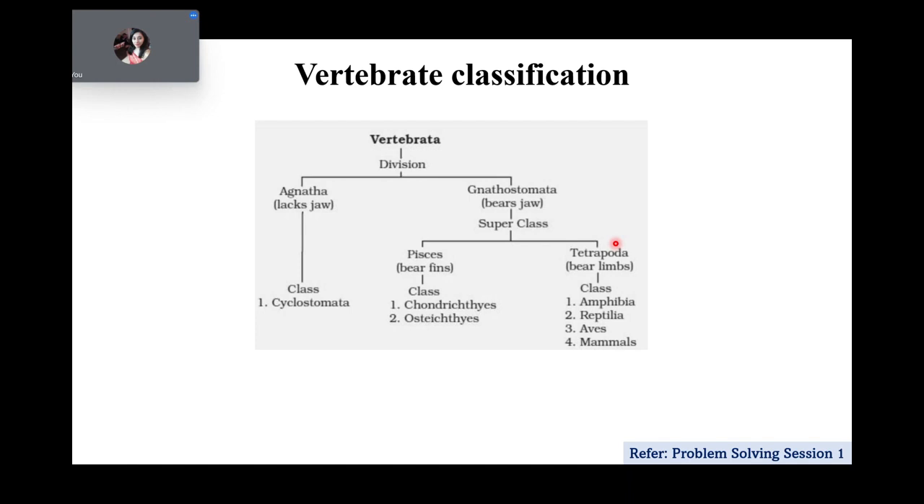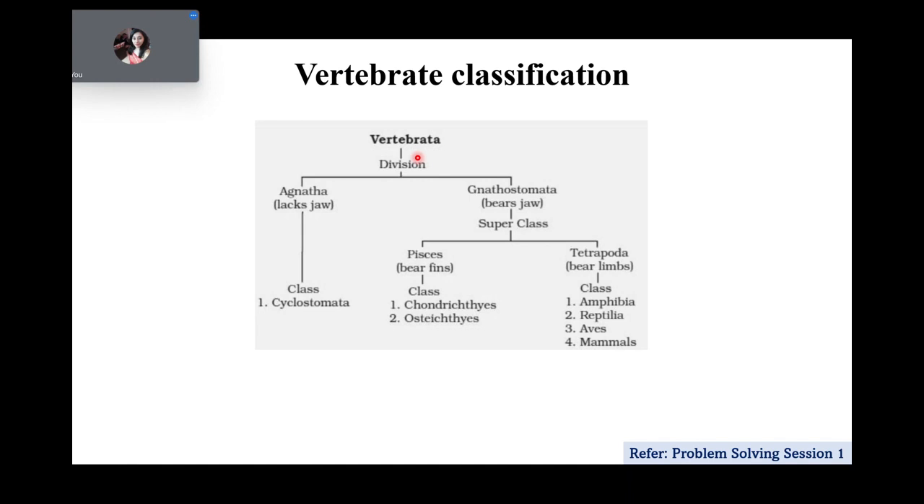When we move from one phylum to the next level, we go to division. The division is on the basis of the presence of jaws or not. The first group is the one which lacks jaws, which is called Agnatha. The second group, which bears jaws, can again be divided into further classes. Here, after division, the group that consists of those organisms is called a class, which is Cyclostomata.